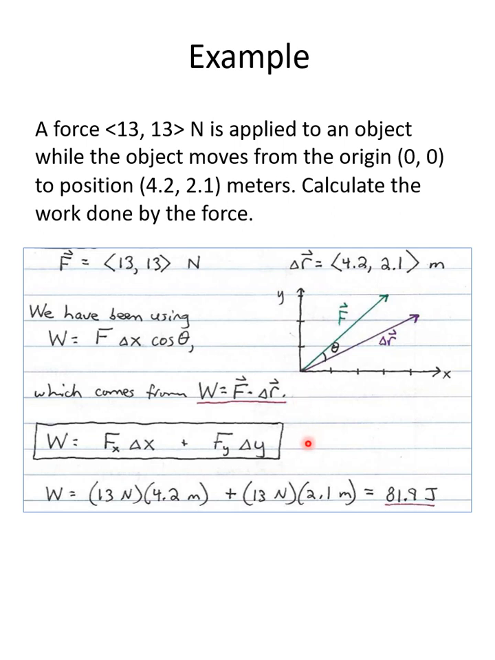So it's much easier, given the information in this problem, to use this formula here, that it's x component of force times delta x plus y component of force times delta y. And so we can say 13 newtons times it moved in the x direction 4.2 meters plus 13 newtons, which is the y component, times it moved in the y direction 2.1 meters, and we get 81.9 joules. And that's a much easier method than using this equation, which would have needed to find the magnitudes of the two vectors and that angle.